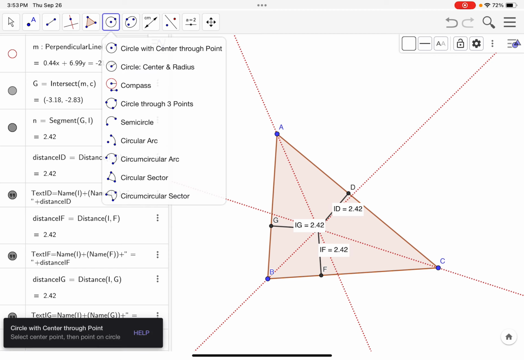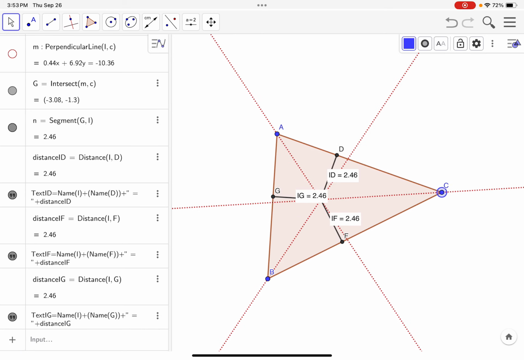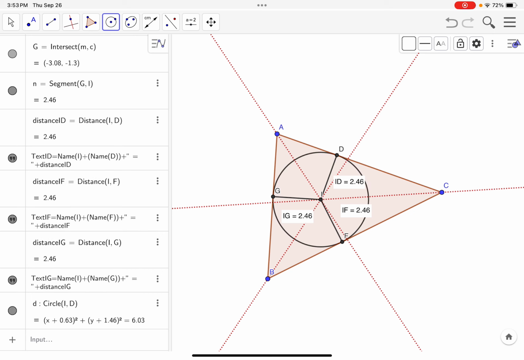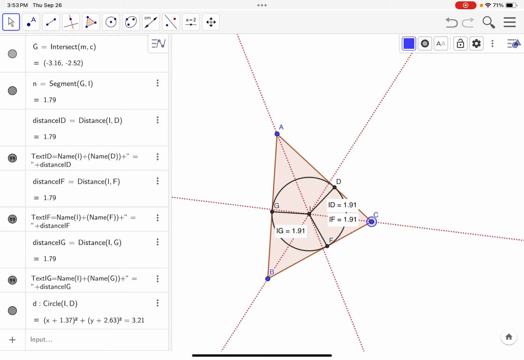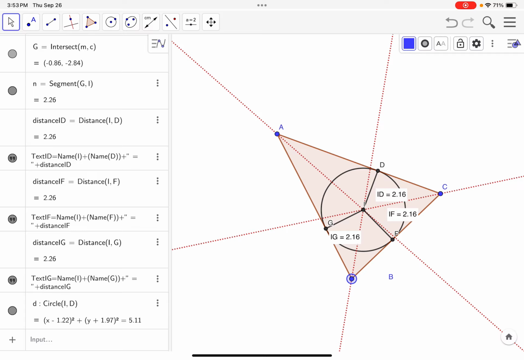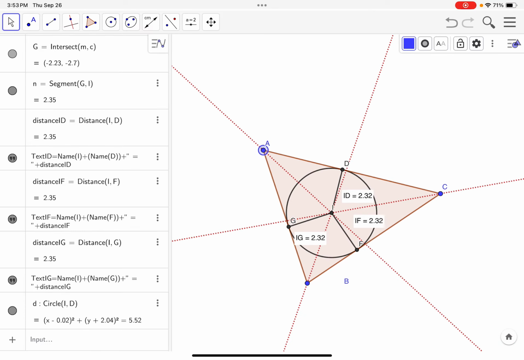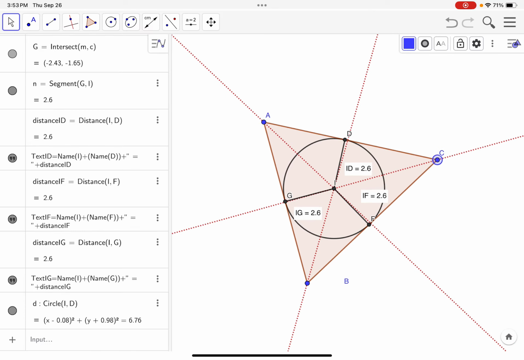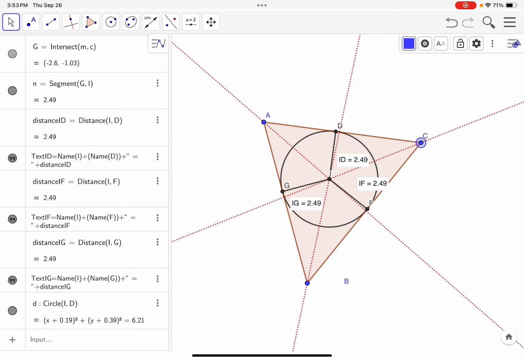And that means if they're all the same, I should be able to create a circle. I need to get rid of that guy out of my way. There we go. Should be able to create a circle centered at I with D, or any one of these, as its radius. And that circle should then remain just perfectly inside of the triangle, tangent to all three sides of the triangle. And sure enough, that's the incircle.